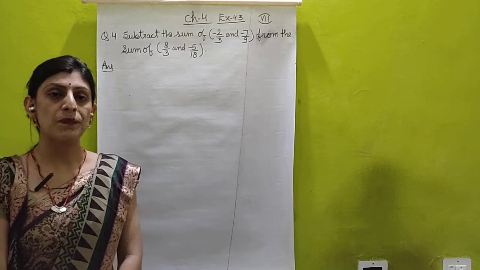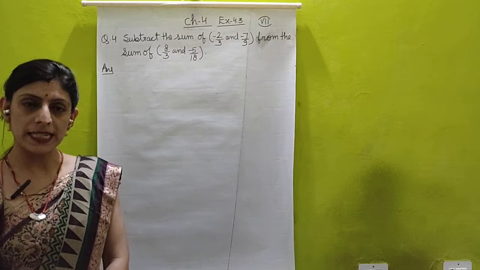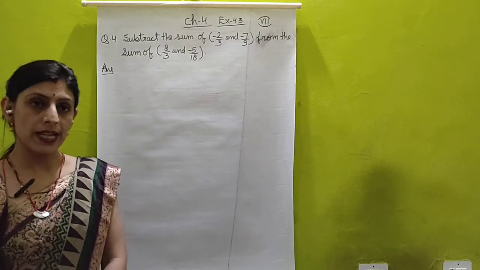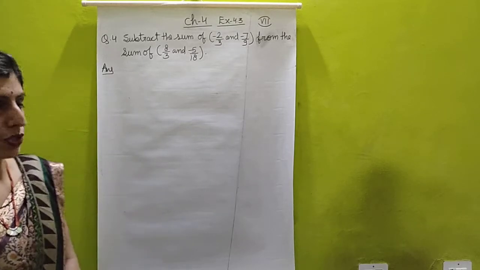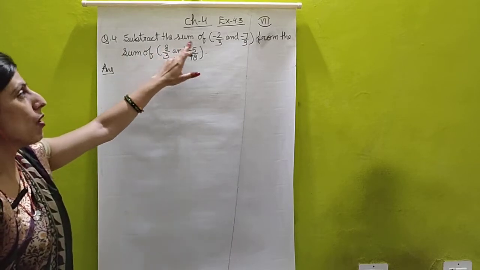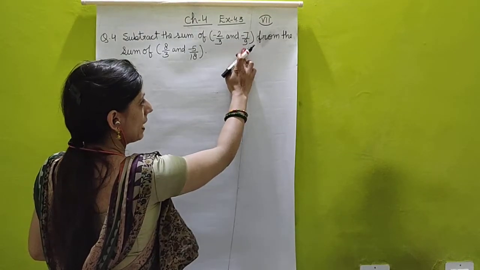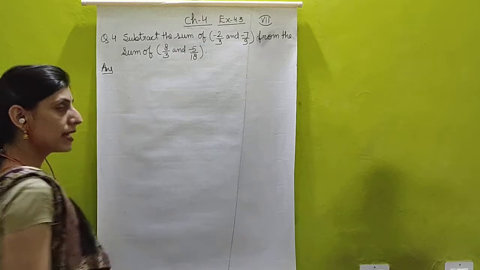Good morning, children. Today we will complete exercise 4.3, as we did questions 1, 2, and 3 in our previous class. Today I will start with question number 4, and this is a very important and easy question. Students, question number 4 is: subtract the sum of minus 2 upon 3 and minus 7 upon 9 from the sum of 8 upon 3 and minus 5 upon 18.